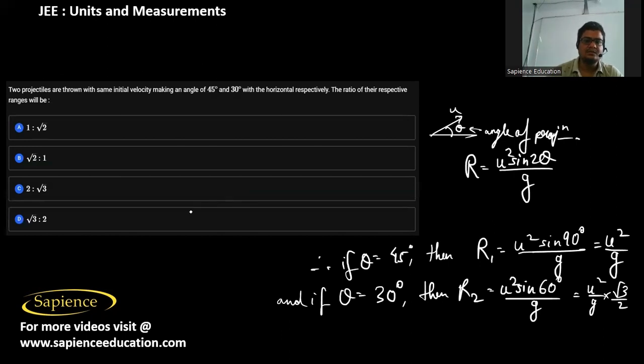So the ratio of the ranges will be 2 is to root 3. So option C is the correct answer.